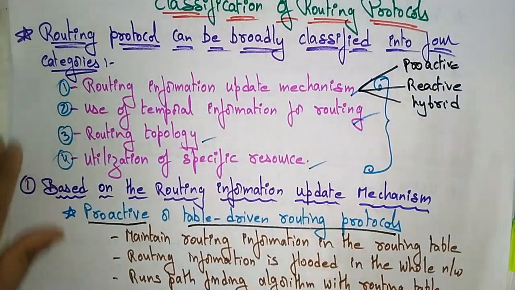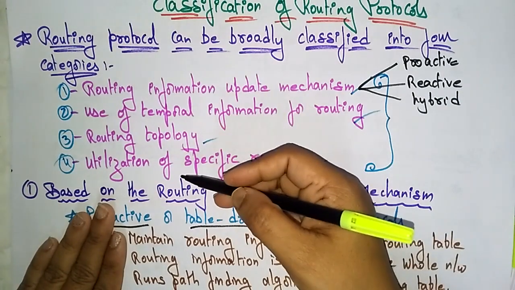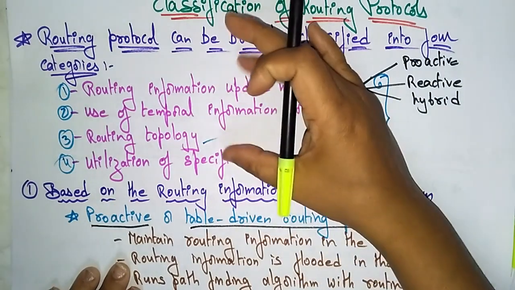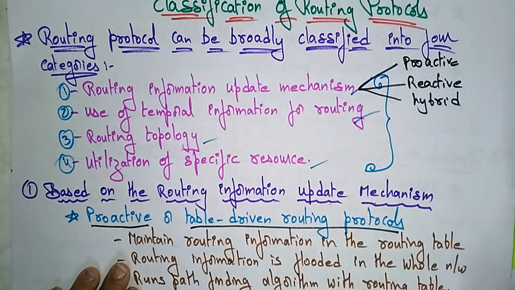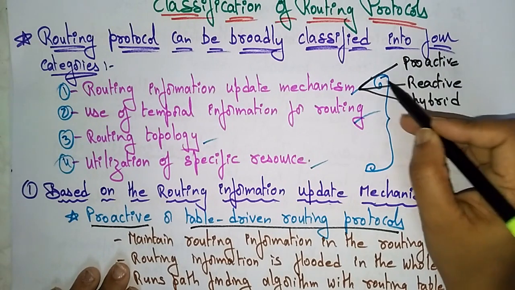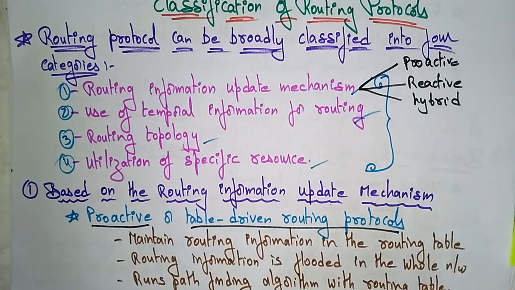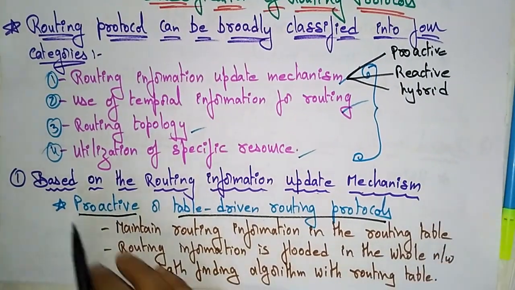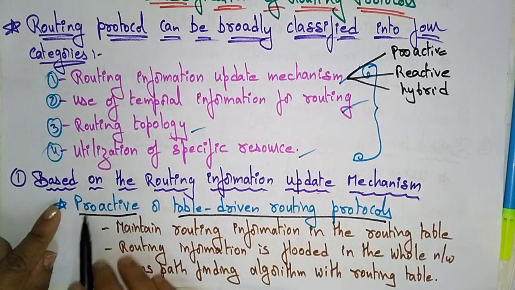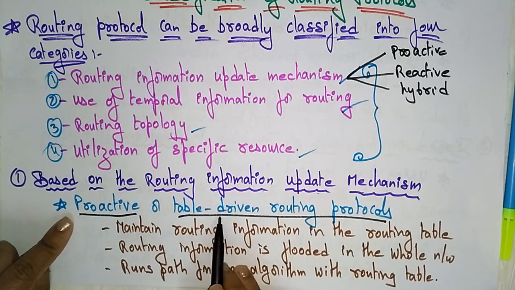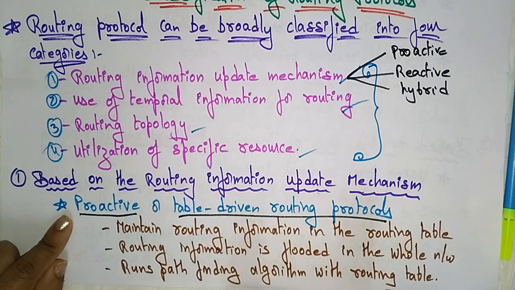Don't be confused, just take it step by step. Let's talk only about the introduction part of all the basic routing protocols. In this video I'll just give the basic information about all the routing protocols. In the next video I'll take each and every protocol: the different proactive protocols, different reactive protocols, different hybrid protocols, like that. So the first routing protocol classification is based on routing information update mechanism. The first example is proactive. The proactive is also called a table driven routing protocol. Just remember, proactive and table driven are the same.